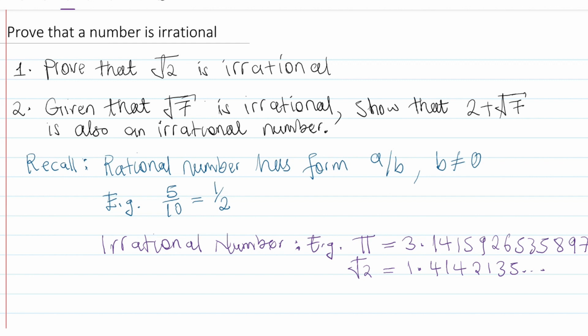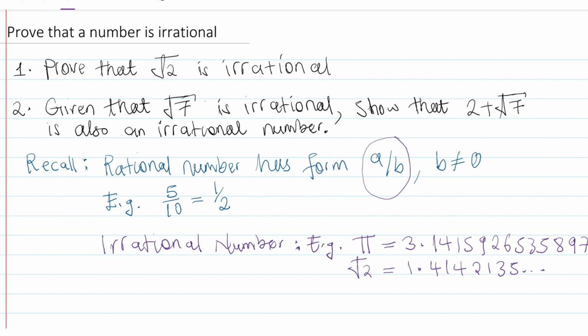Now, an irrational number is any number that cannot, I emphasize, cannot be expressed in the form a over b. For example, the number pi is 3.14159 and so forth. It just keeps going. The square root of 2, if you put it on a calculator, will give you 1.414213 and so forth. In this case, we are interested to prove that the square root of 2 is indeed irrational.